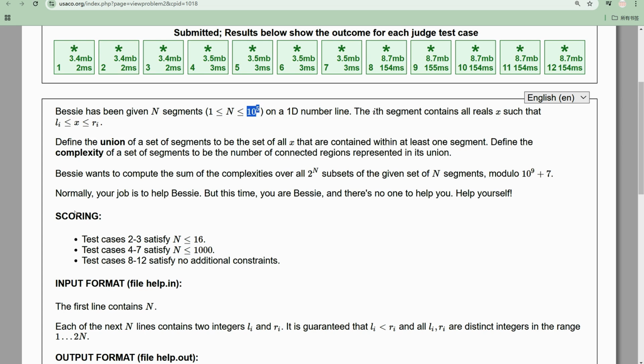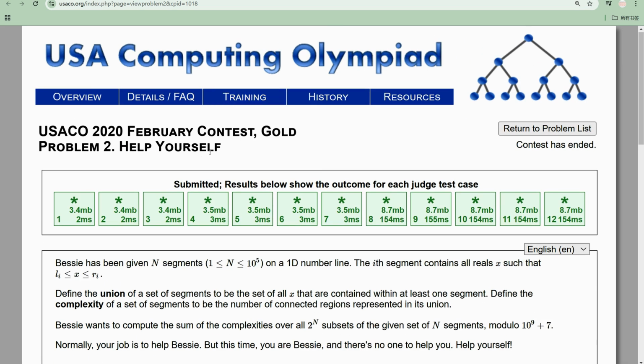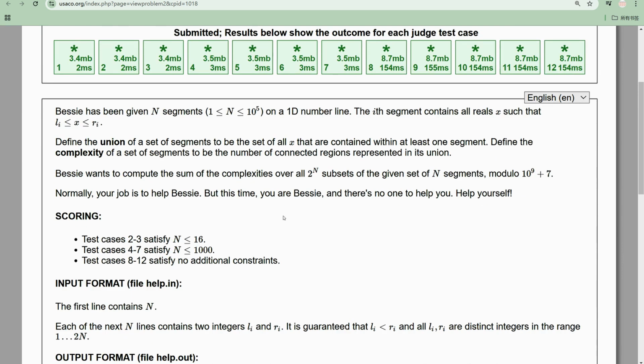Also, this problem is pretty fun. It says usually your job is to help Bessie, but this time you are Bessie, so there's no one to help you. Help yourself. That's why the problem is named that. You can pause the video first and think about this problem yourself. Okay, I assume you thought about the problem.